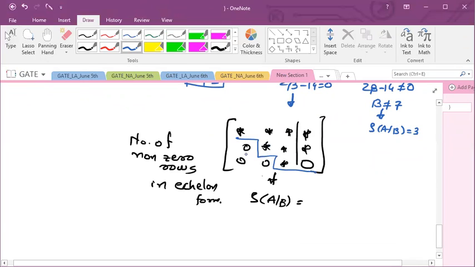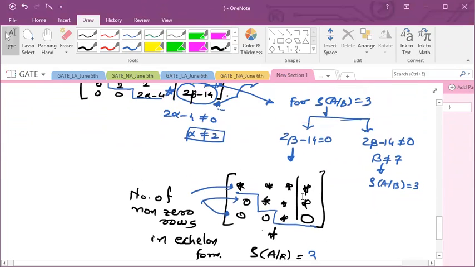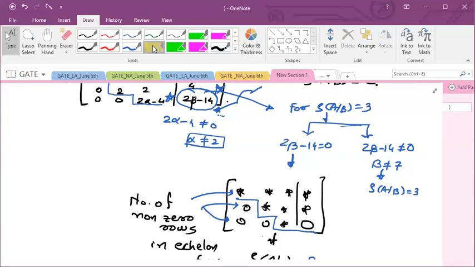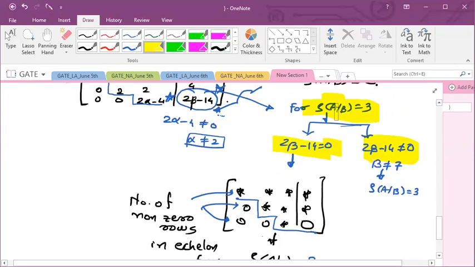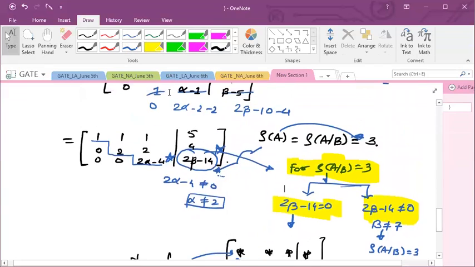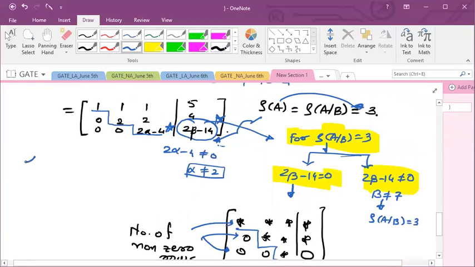No issue. Now, how many non-zero rows are here? 1, 2. Is this also a non-zero row? Yes. So rank of A augmented B is also 3. So whether 2 beta minus 14 is equal to 0 or not equal to 0, we are going to get rank of A augmented B equal to 3. So we will not bother about the value of beta. Beta can take any value. So here your alpha should not be equal to 2 and beta can take any value. Is it clear?